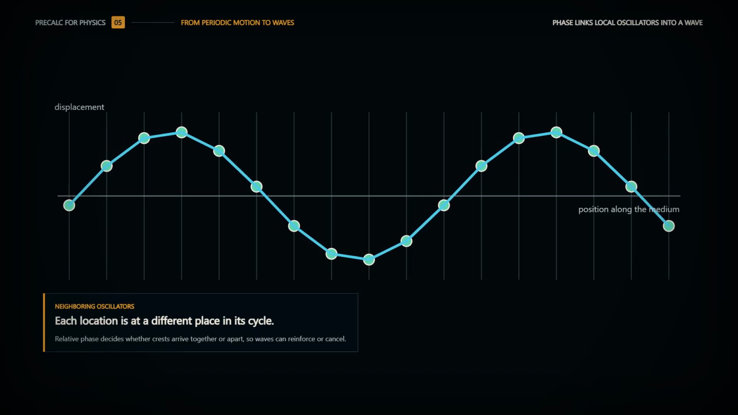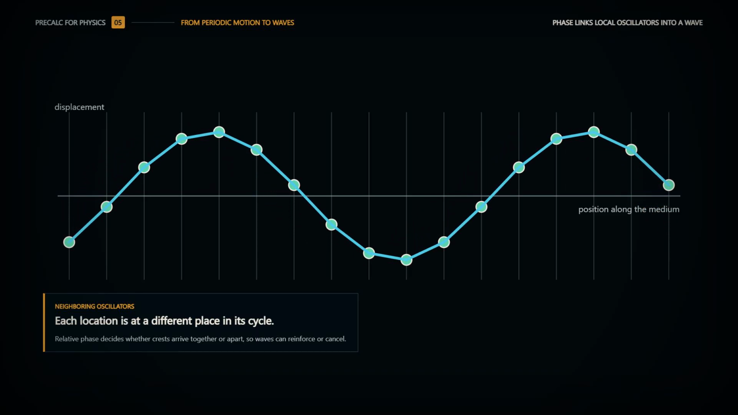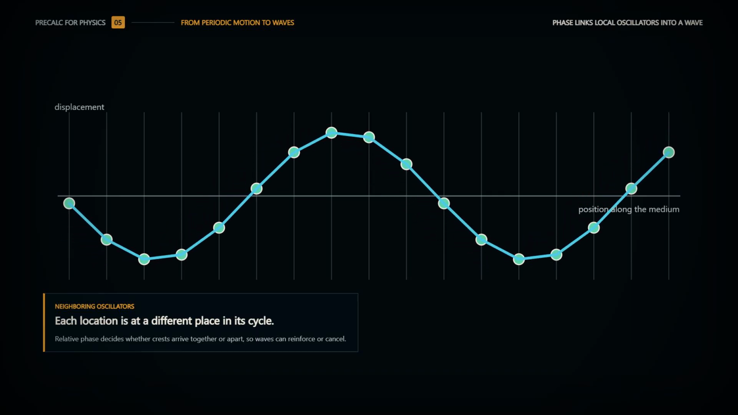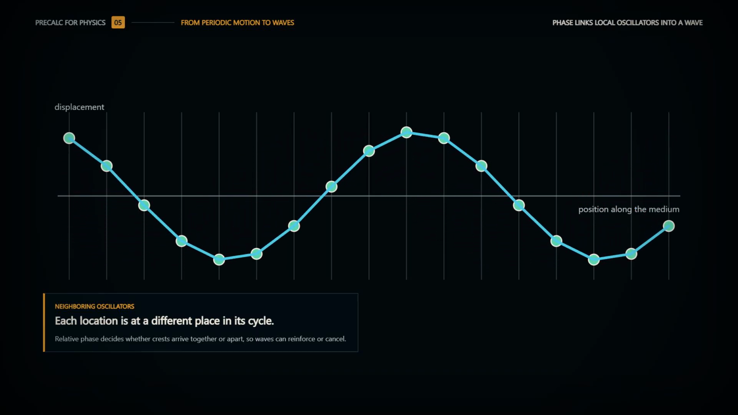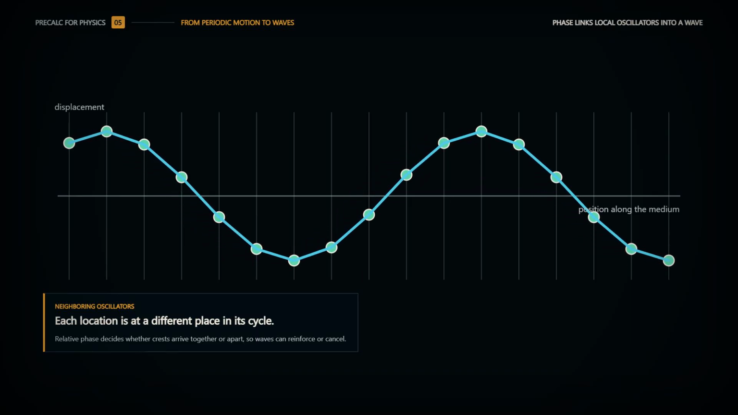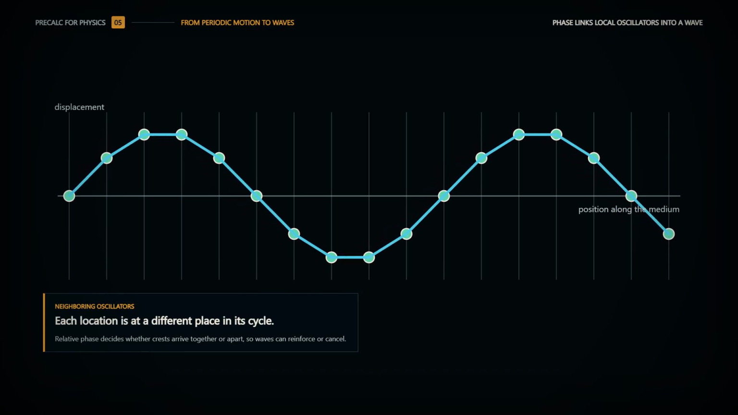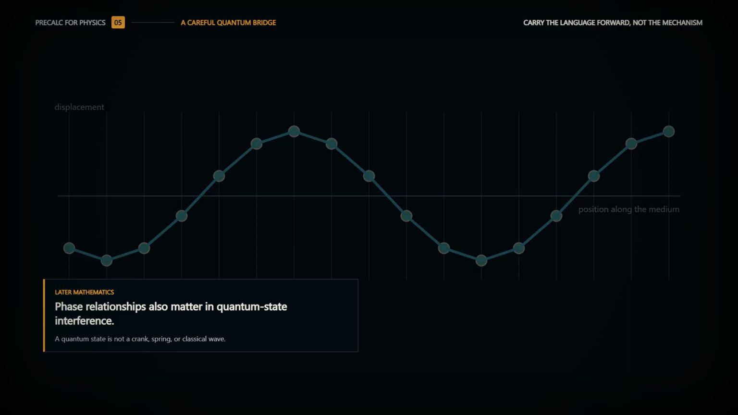Many physical waves can be pictured as neighboring oscillators whose cycle positions vary from place to place. Their relative phase tells whether crests arrive together, arrive apart, or lie somewhere between. Phase is therefore essential when waves reinforce or cancel. Much later, phase relationships will also matter in the mathematics of quantum states and interference. We are not saying that a quantum state is a crank, a spring, or a classical wave. We are carrying forward the precise language of amplitude, frequency, and phase.